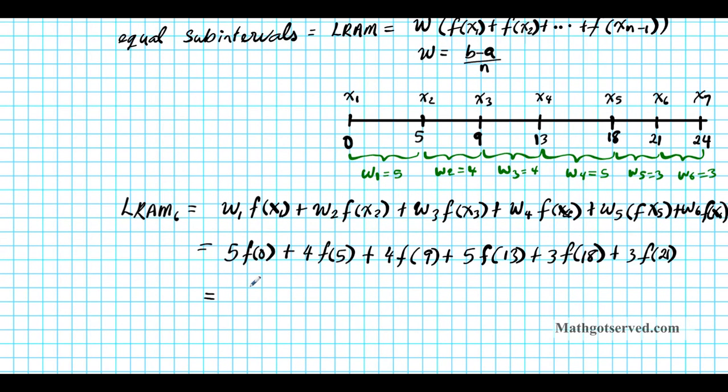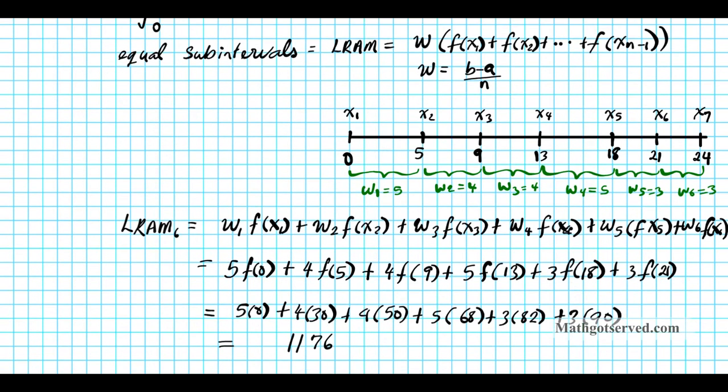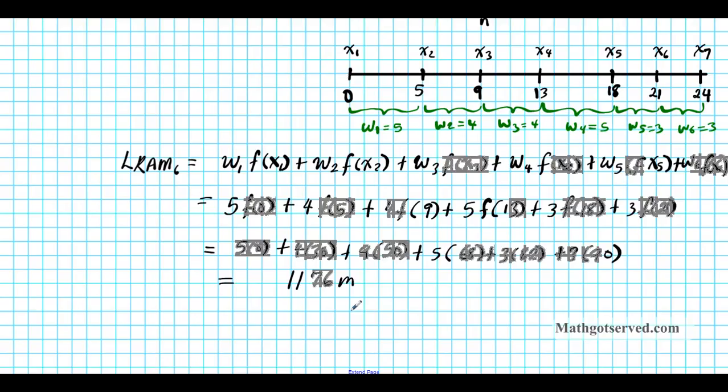We're going to have 5 times 0 plus 4 times 30 plus 4 times 50 plus 5 times 68 plus 3 times 82 plus the last one, 3 times f of 21, which is 90. If you put all this together and calculate it, you're going to come out with 1,176. What's the unit of our distance here? Meters. So this is the total distance the particle covered.